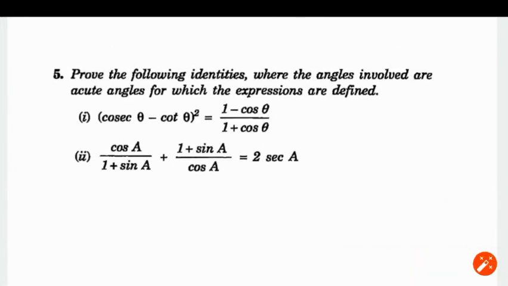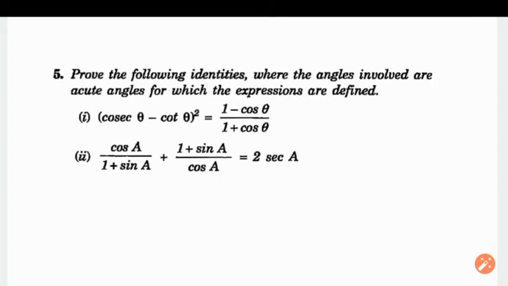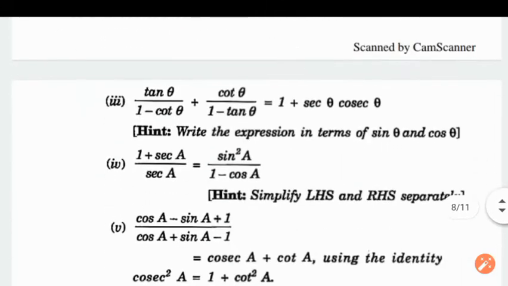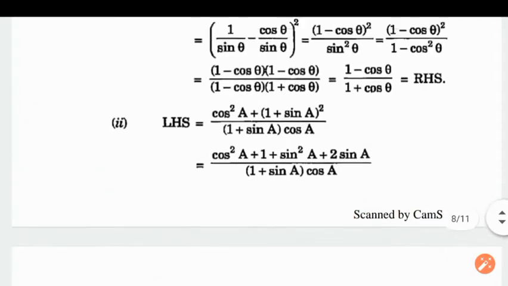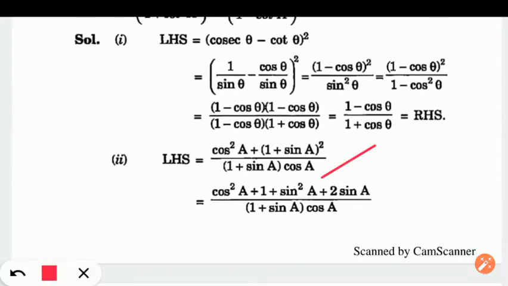We have cos a by 1 plus sin a plus 1 plus sin a by cos a. We need to prove this one as 2 sec a. So first of all, what will we do? Obviously we will take LCM, and after taking LCM we will have cos square a and this one, 1 plus sin a whole square, right? See, here we have the solution, number 2. After taking LCM, we have this.